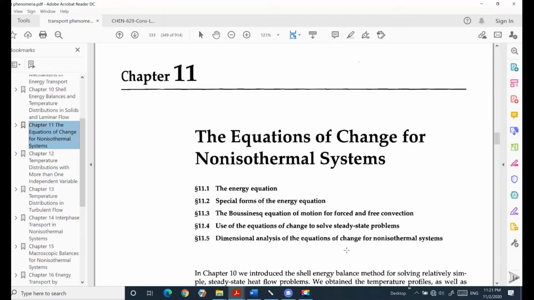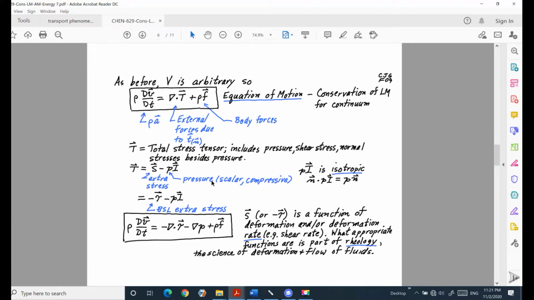Now in this video we are in chapter 11 in the BSL, but before going on to chapter 11, I just want to remind and review the conservation of linear momentum for the continuum case.